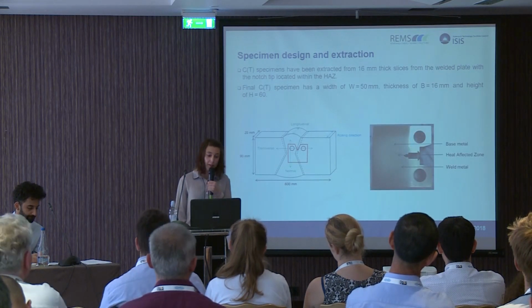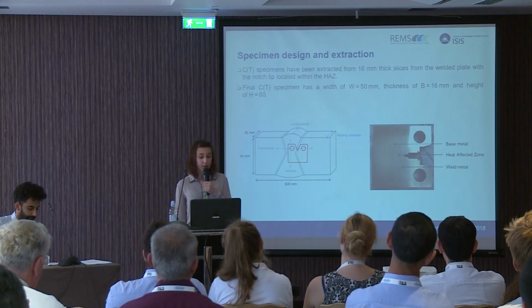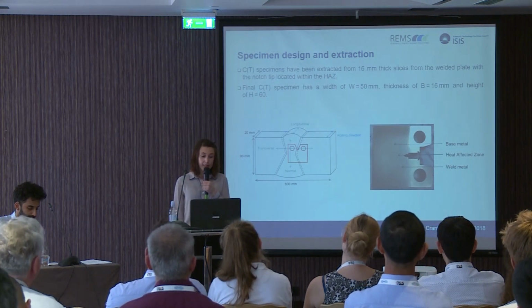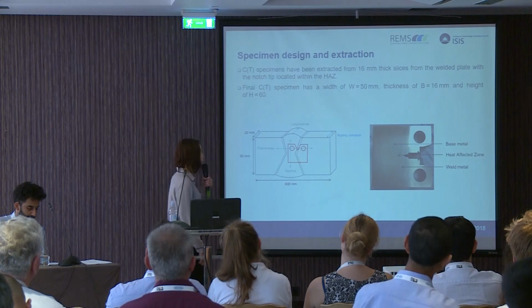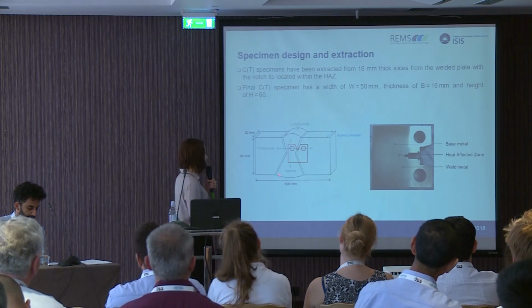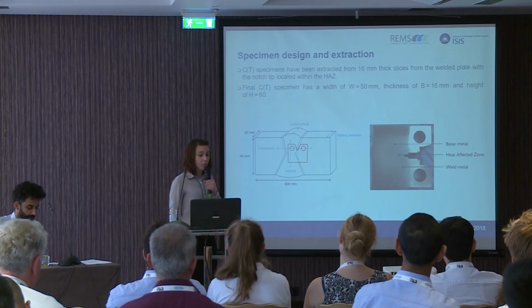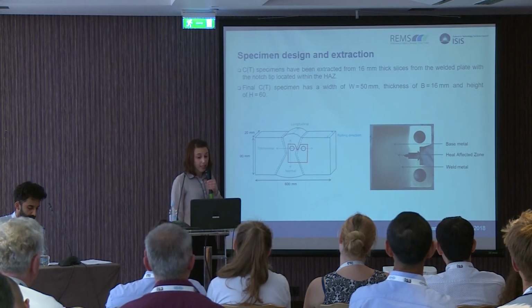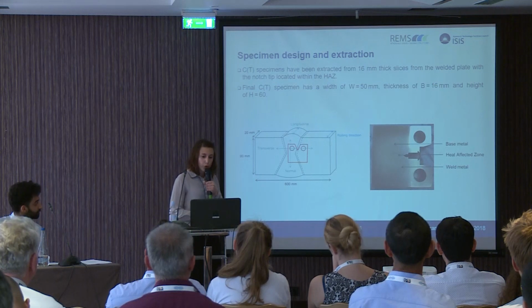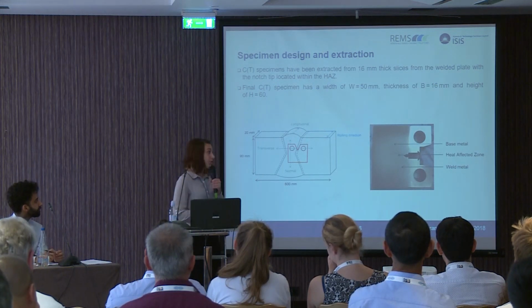Compact tension specimen have been extracted from 16mm thick slices from the welded plate with the notch tip located within the HAZ, as you can see here. And this is a picture of the final compact tension sample after polishing and etching, in order to locate accurately the heat affected zone.